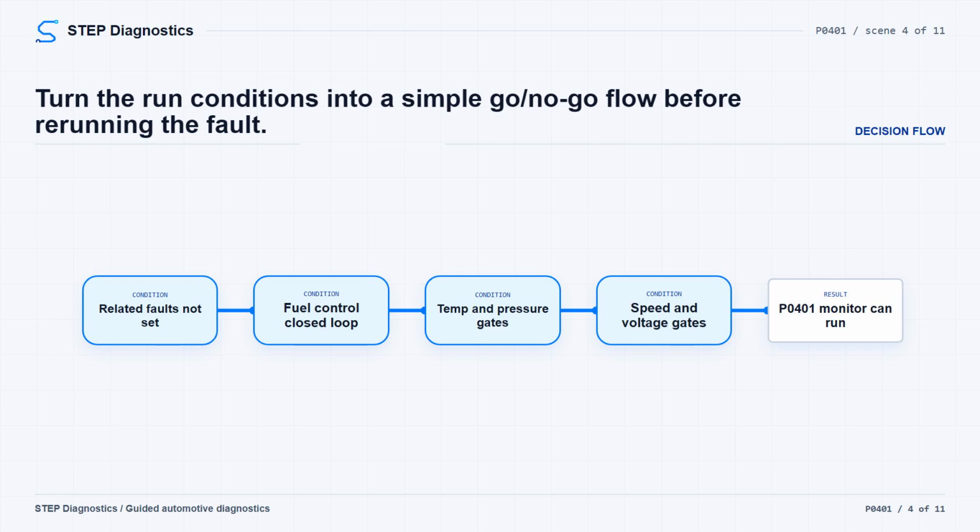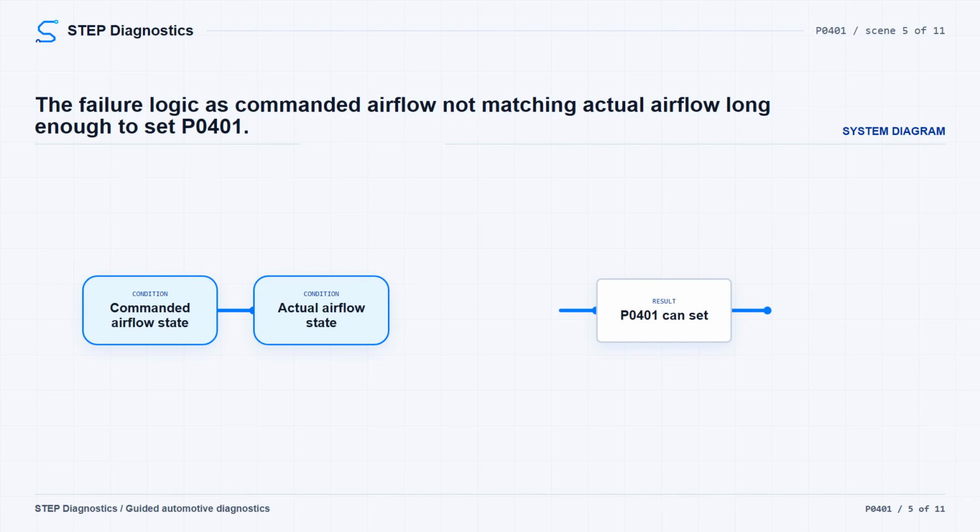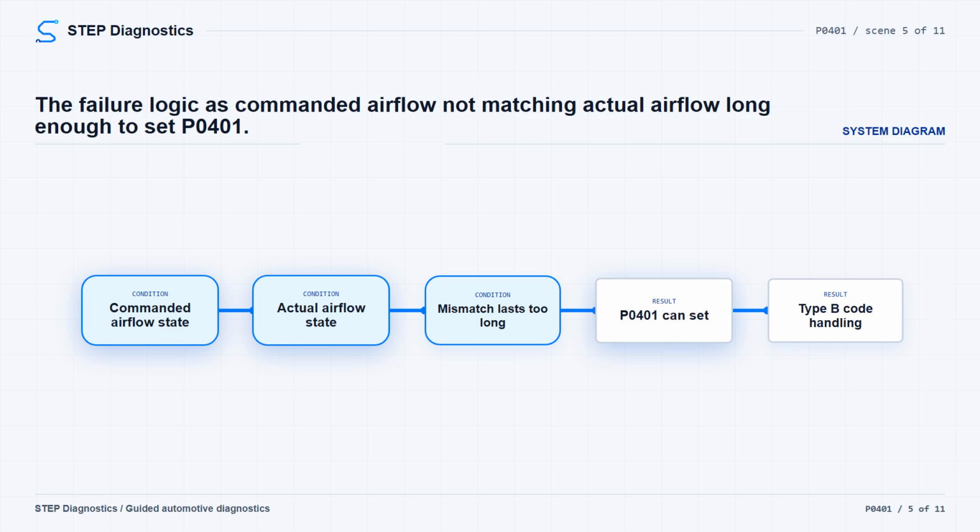Once those gates are met, the DTC can run continuously after the running conditions are met for greater than 1 second. The logic here is command versus response. For this fault family, the setting condition is mass airflow commanded state does not match the actual state for greater than 12.5 seconds. The code handling for setting and clearing is type B. So the diagnostic path is not just looking for an EGR part by name. It is checking whether commanded EGR operation lines up with the airflow change the module expects to see.